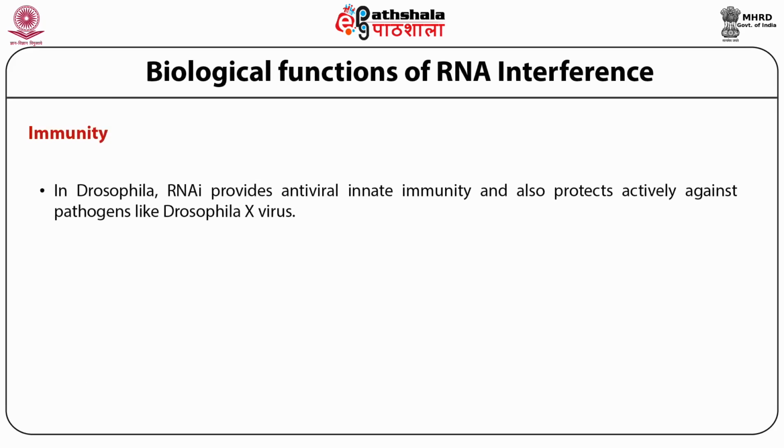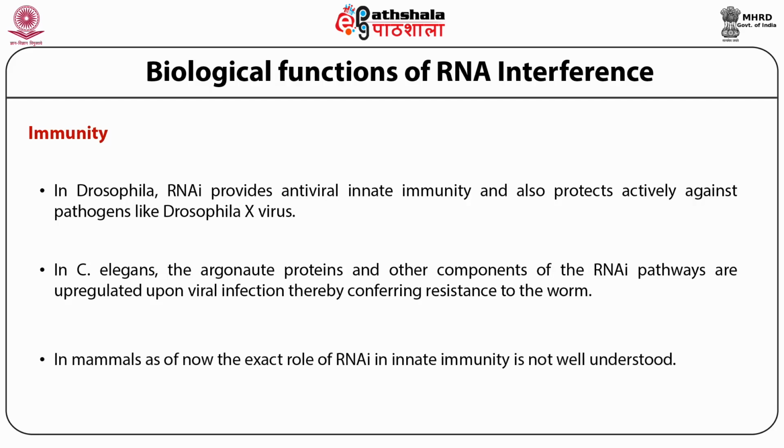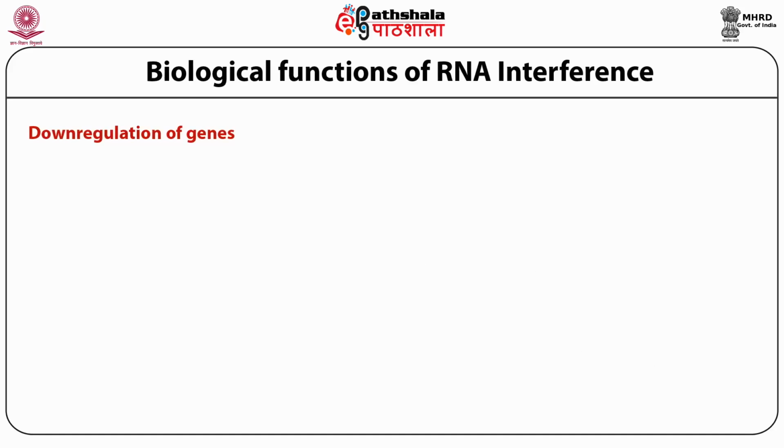In Drosophila, RNA interference provides antiviral innate immunity and also protects actively against pathogens like Drosophila X virus. In C. elegans, the argonaute proteins and other components of the RNA interference pathways are upregulated upon viral infection, thereby conferring resistance to the worm. In mammals, as of now, the exact role of RNA interference in innate immunity is not well understood. RNA interference is involved in downregulation of genes.